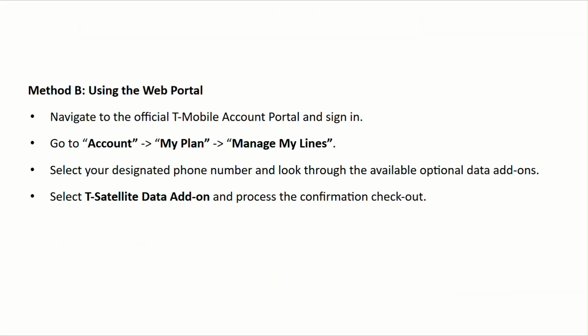Method B. Using the web portal. Navigate to the official T-Mobile account portal and sign in. Then go to Account, from there go to My Plan and then to Manage My Lines. Select your designated phone number and look through the available data add-on options. Now select the T-Satellite data add-on and process the confirmation checkout.